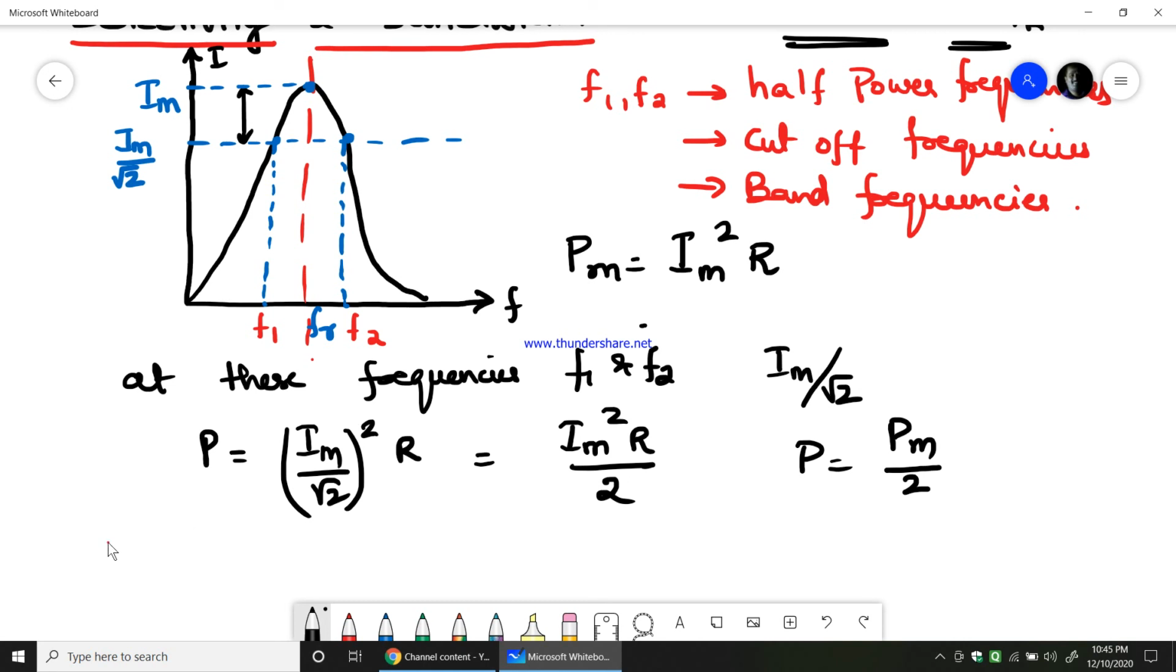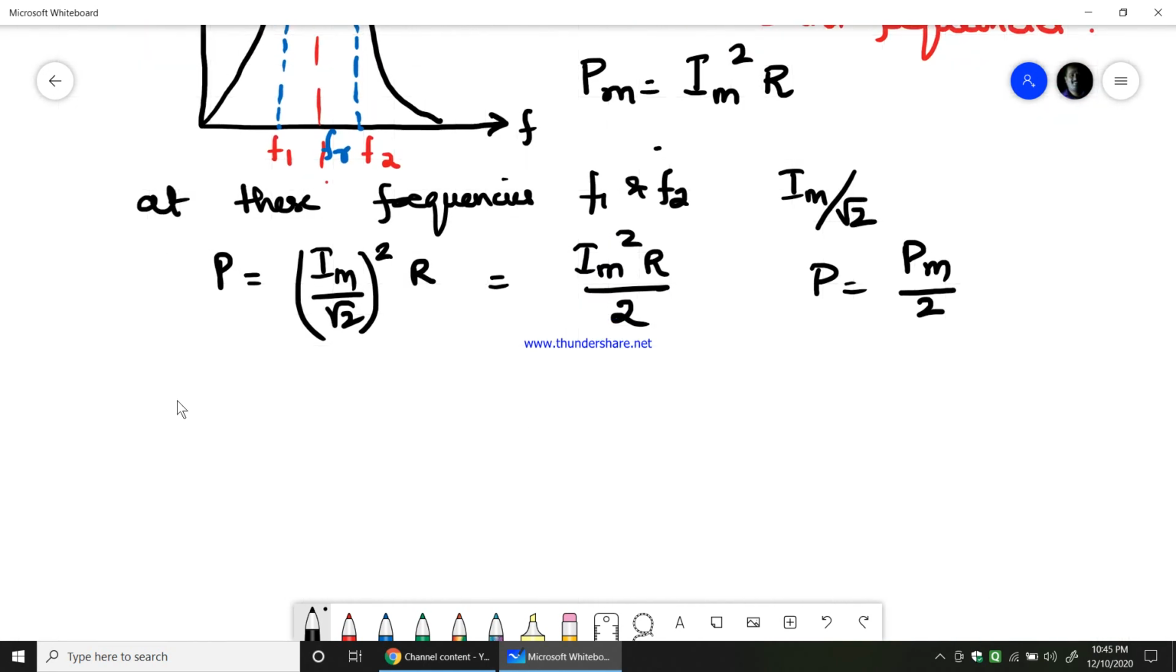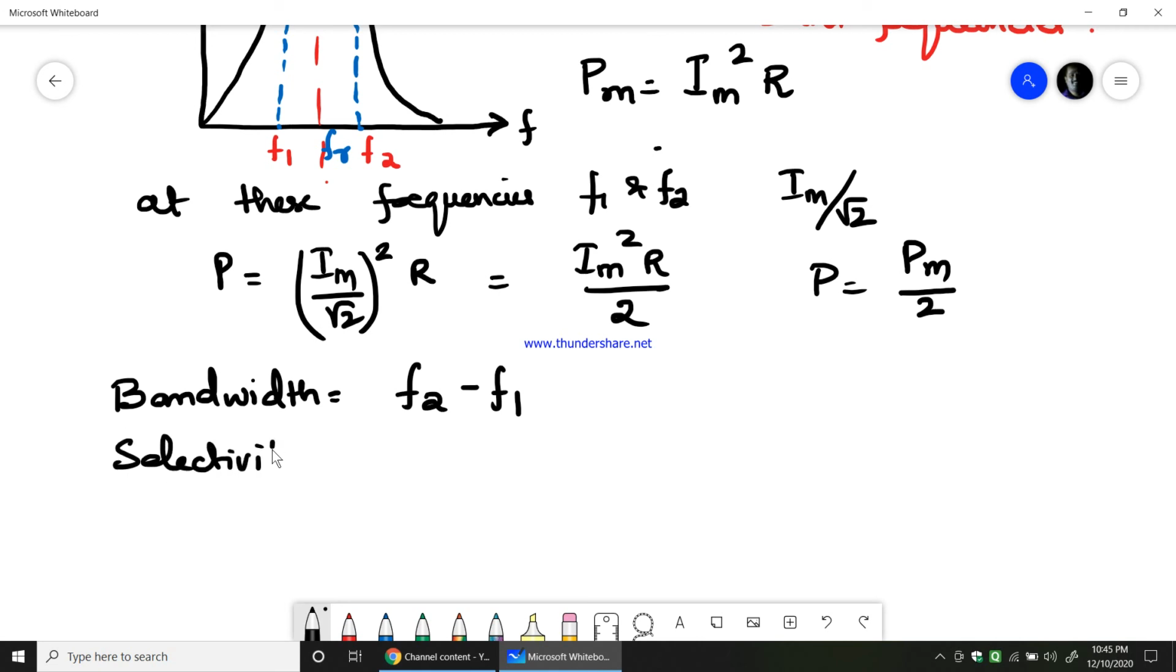Now, with these two frequencies F1 and F2, the bandwidth is equal to F2 minus F1. You take frequency F2 and subtract F1, and you get the bandwidth. And selectivity is equal to the resonant frequency divided by the bandwidth, which is the resonant frequency divided by F2 minus F1.